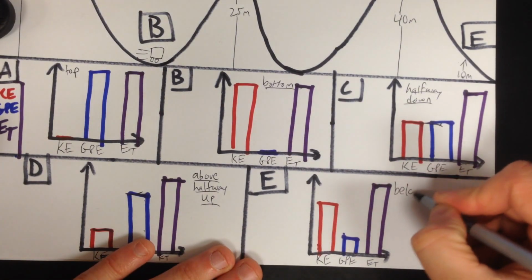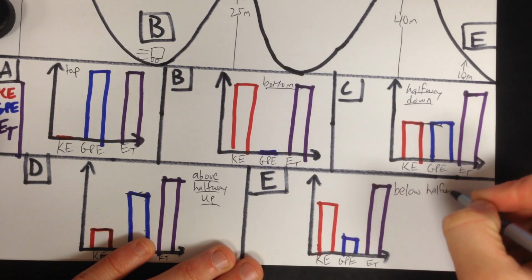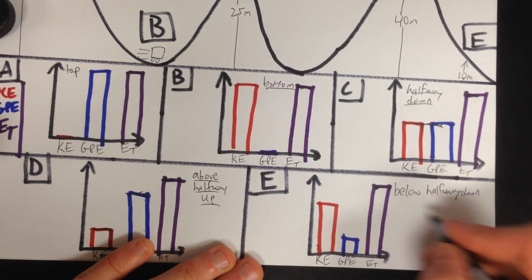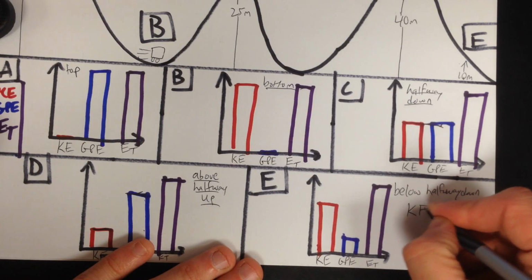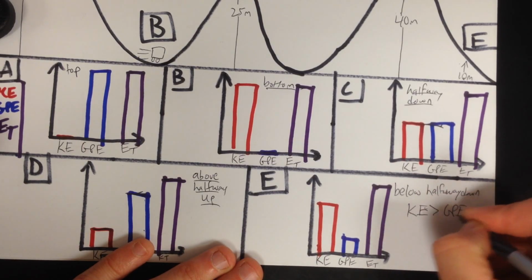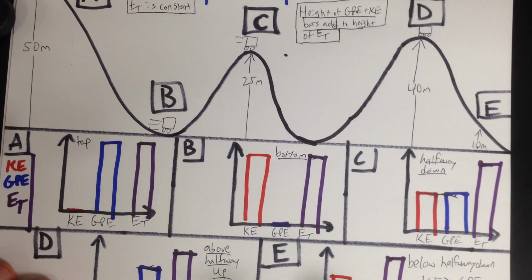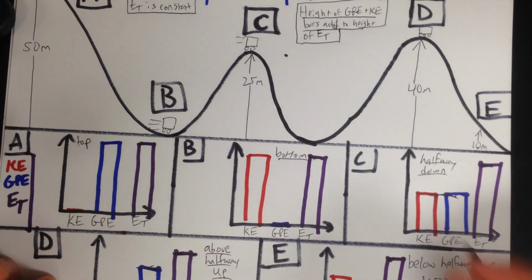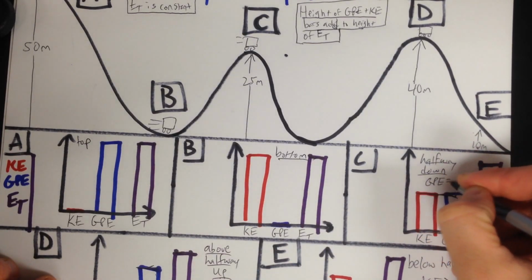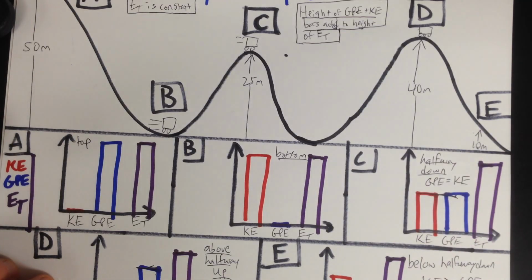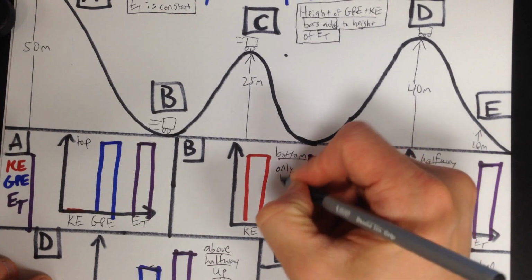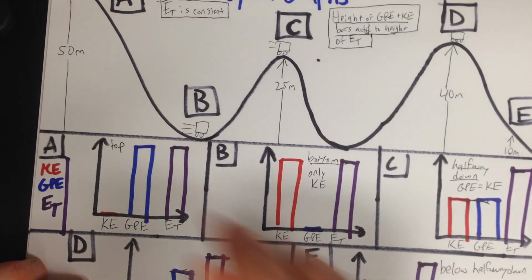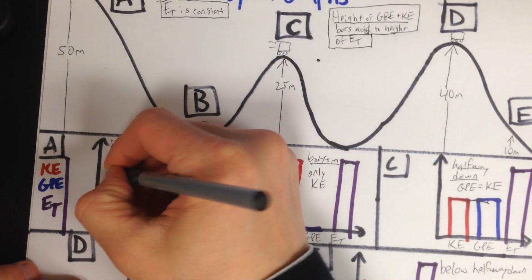So below halfway down, what does that mean? That means KE, in this case, is greater than GPE. Above halfway down, or halfway up, that means GPE is greater than KE. And halfway down means GPE is equal to KE. Bottom, only KE. Top, only GPE.